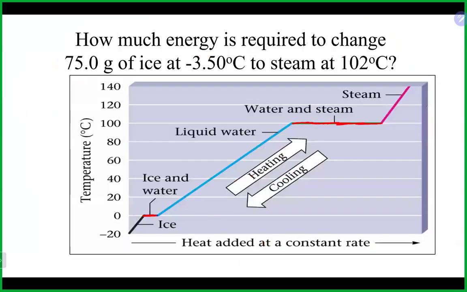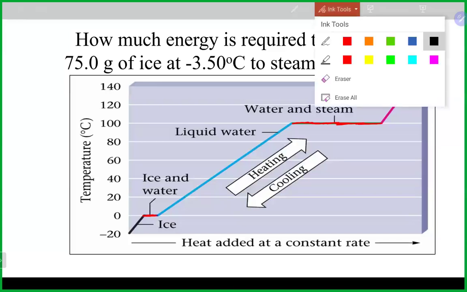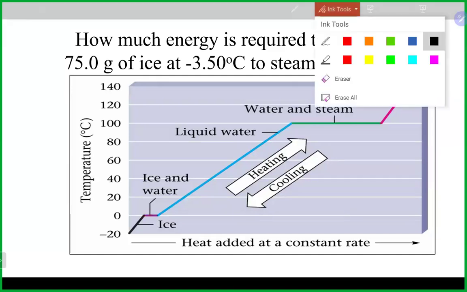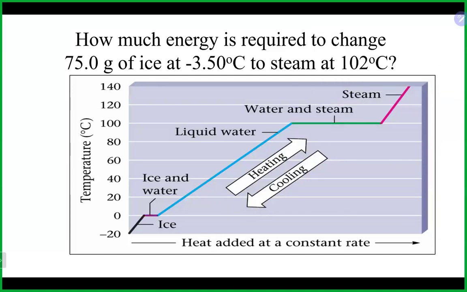All right, so why don't we take a look at a problem here where we pull all this stuff together. In this particular problem, what we are looking to do is we want to know how much energy is required to take 75 grams of ice at minus 3.5 degrees Celsius to steam at 102 degrees Celsius.